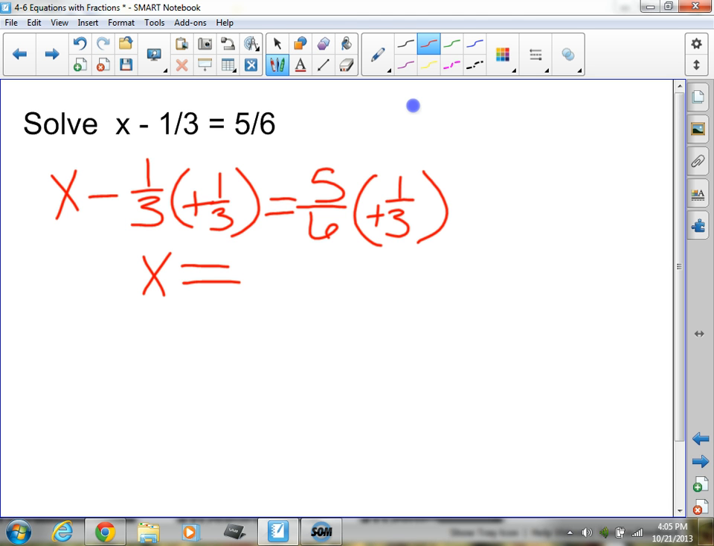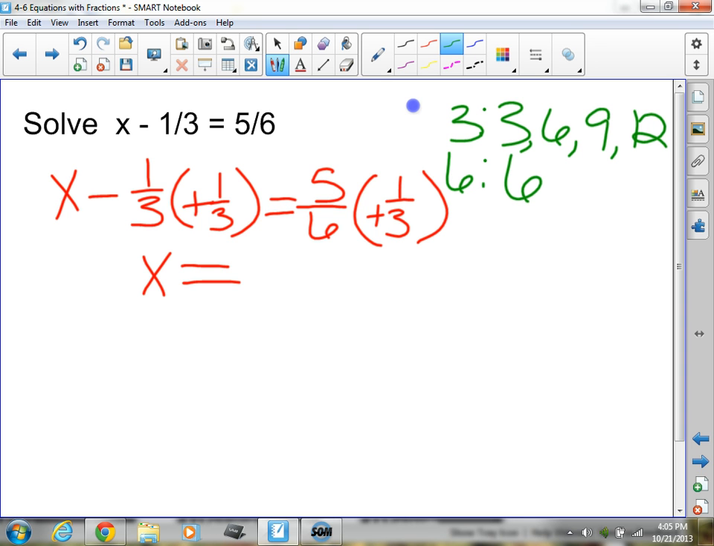Now, I know from Monday's lesson that 6 and 3 are not the same. So in order to add fractions, I need to have a common denominator. I know that the multiples of 3 are 3, 6, 9, 12, and so on. The multiples of 6 are 6. Oh, look, I can stop right there. I see that they both have 6 as a common multiple. So my common denominator is going to be 6. 5/6 already has the denominator of 6, so I'm just going to leave that fraction alone.